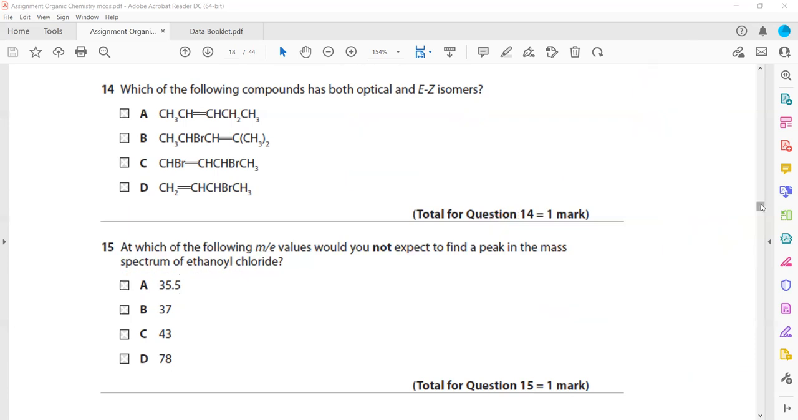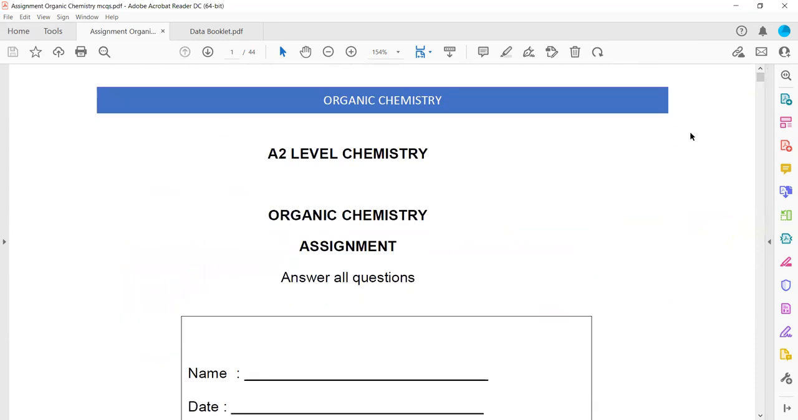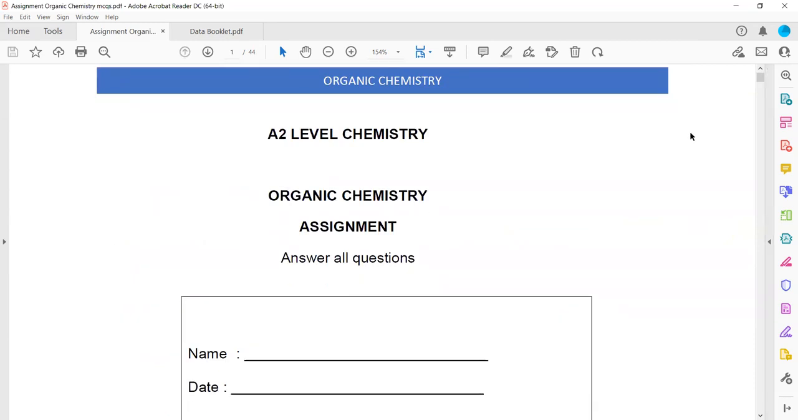So this was the exercise, multiple choice questions related to organic chemistry. In the next session we will do the structure questions and we'll conclude this unit.